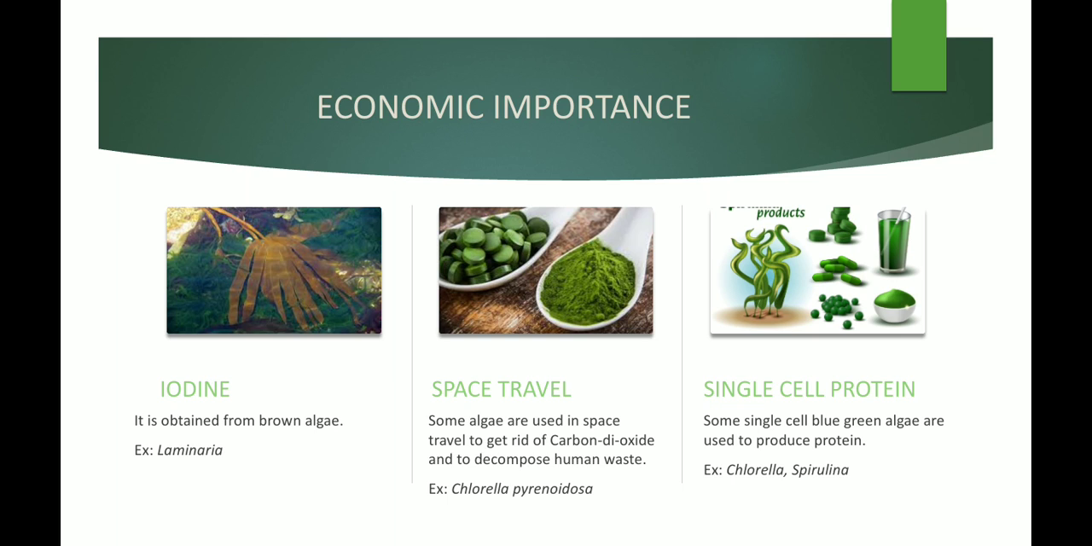So till now we have seen the general characteristics of algae, different modes of reproduction in algae, then we saw different classification of algae based on pigments, then we again saw a few economic importances of algae. So algae are a part of our life, which we find everywhere in nature, in moist places. So this is a detailed study of algae.